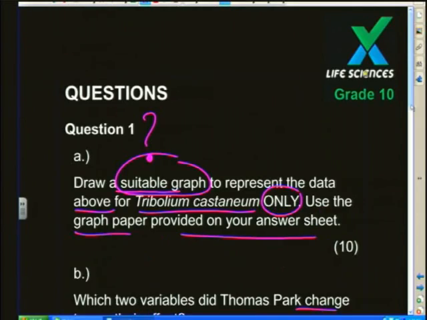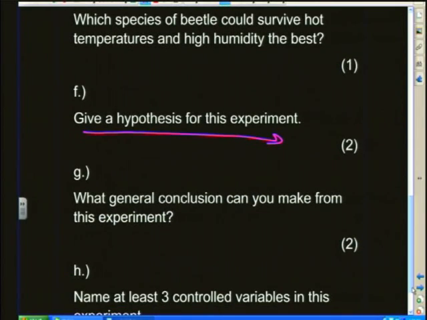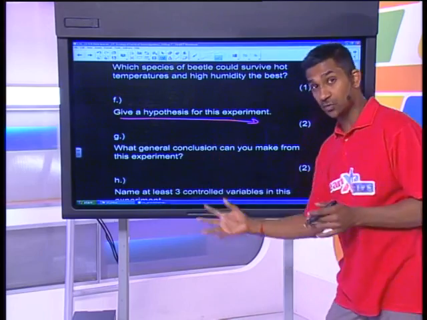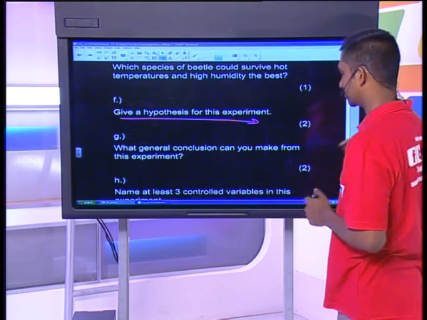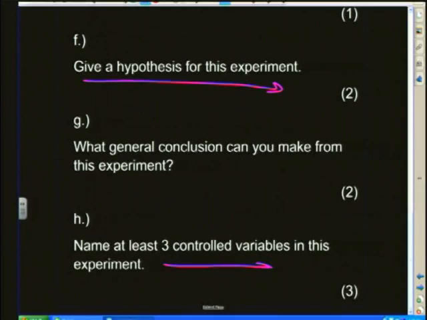So let's go on to the last question in this here. What general conclusions can you make from the experiment? And this is again looking at the raw data and presenting a conclusion. Okay, I'm not going to do that, but I'm going to go on to the variables in which we've spent time looking at. So 3 control variables need to be identified.